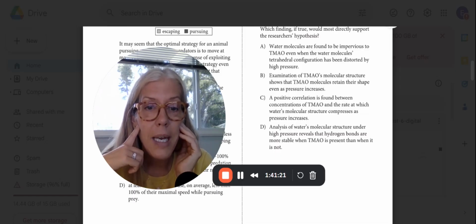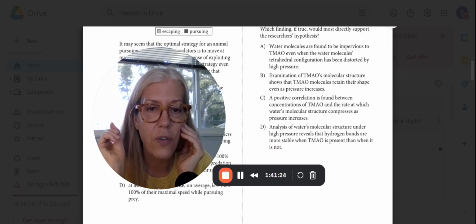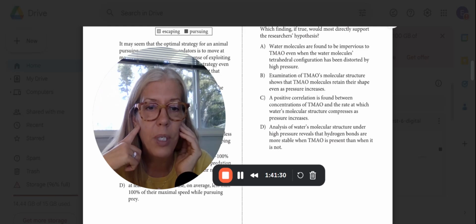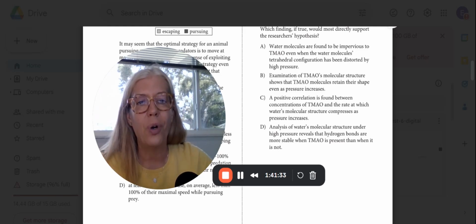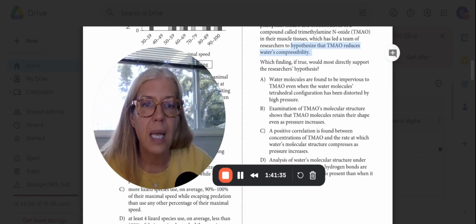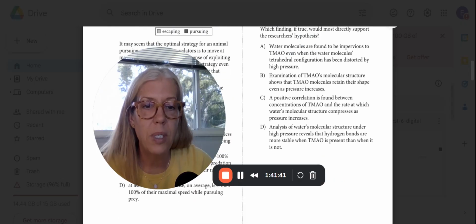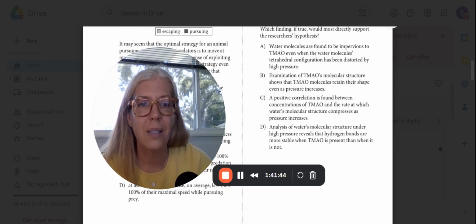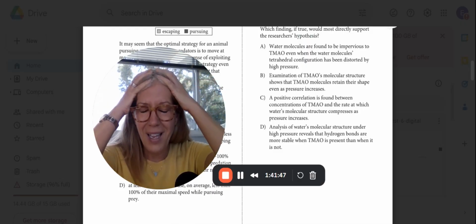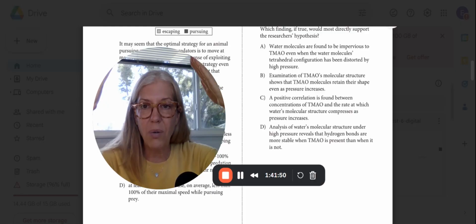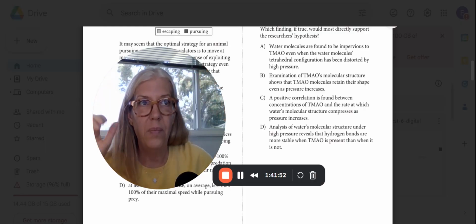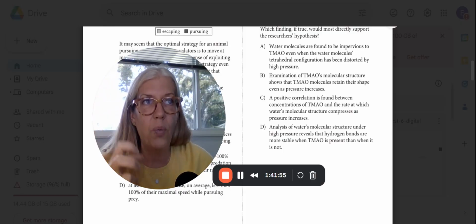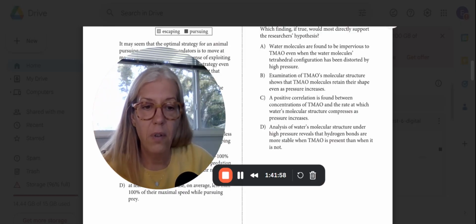D. Analysis of water's molecular structure under high pressure reveals that hydrogen bonds are more stable when TMAO is present than when it is not. That's exactly what we're looking for. Yes, D. See how it was a little bit of both? I had to remind myself that this is mostly about the water molecules and what happens when they have a lot of pressure. Okay.